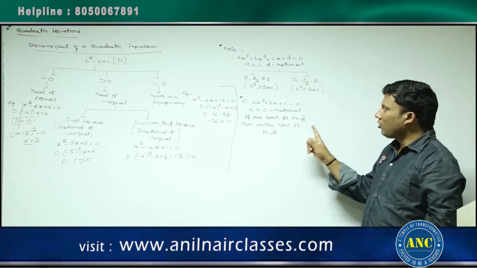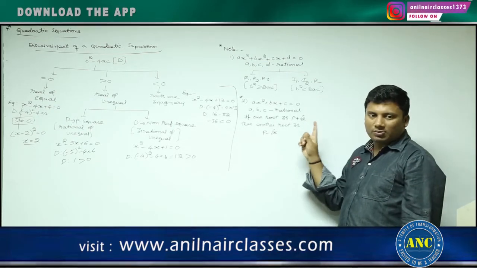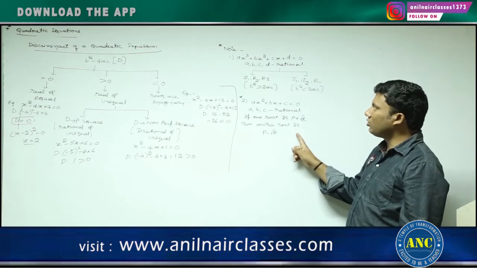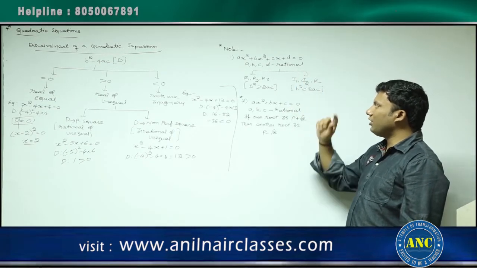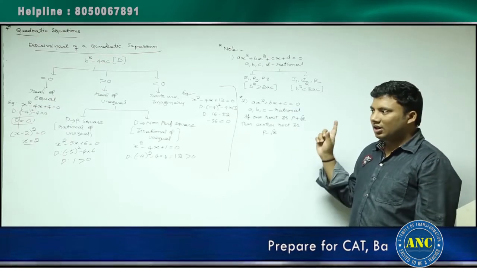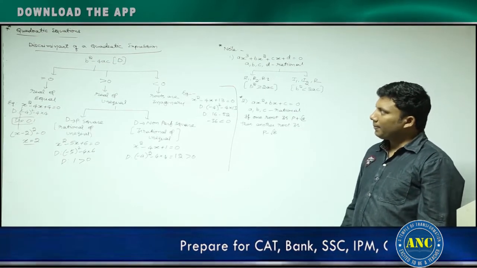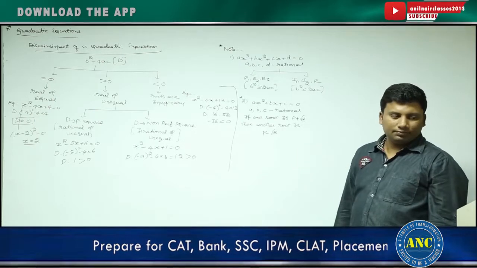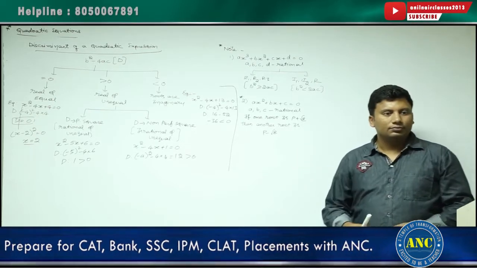Only when the coefficients are rational, if one root is p plus root q, another root is p minus root q. For a cubic, how to check whether all three roots are real, or how to check if two imaginary roots are there? Discriminant. So what's the meaning of rational?